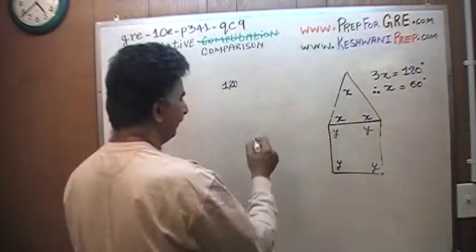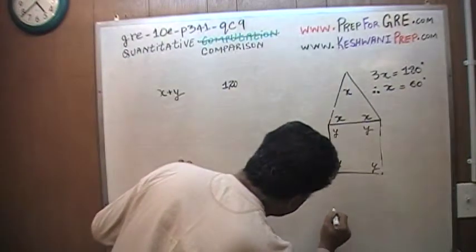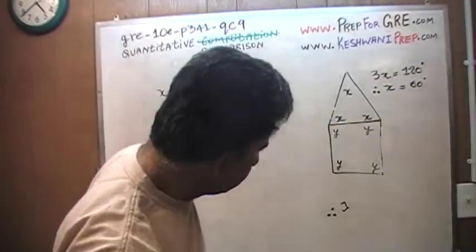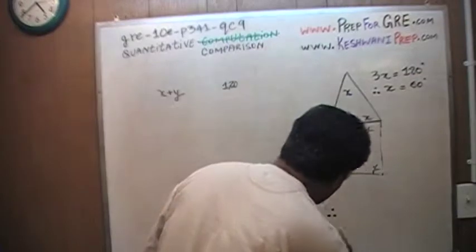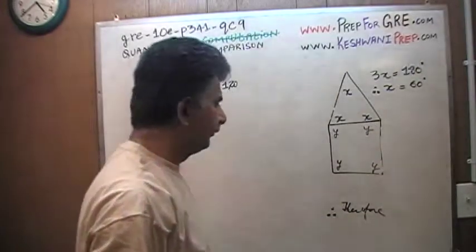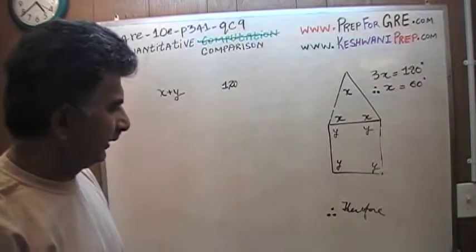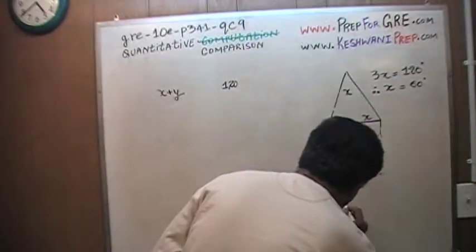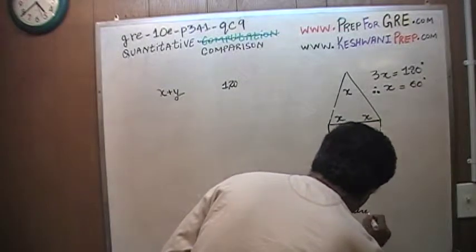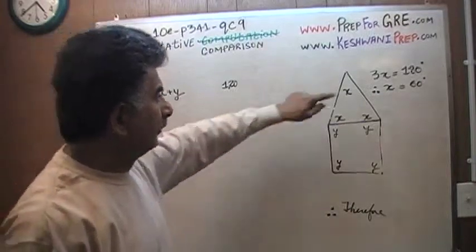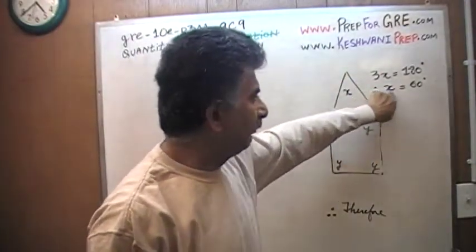This symbol means, for those of you who do not know, therefore. I don't know if you can read my writing. Therefore, that's an E. Therefore. So 3x equals 180, therefore 1x equals 60.